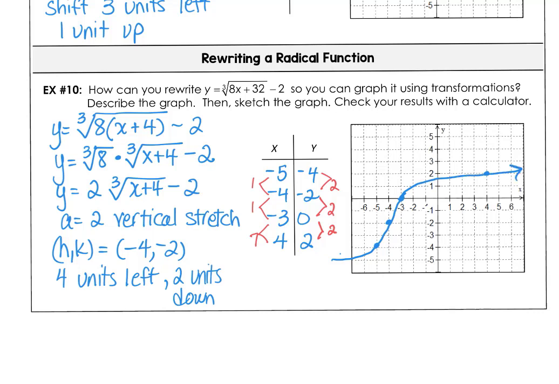Okay? All right, that's the end of Chapter 6, Graphing Radical Functions, Inverse Operations. And I hope you do well on your test.